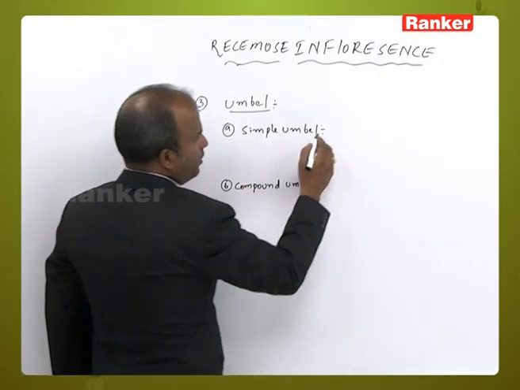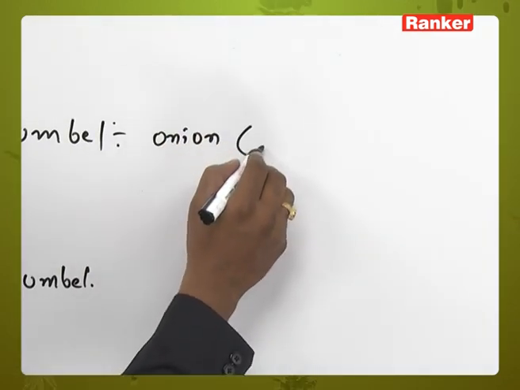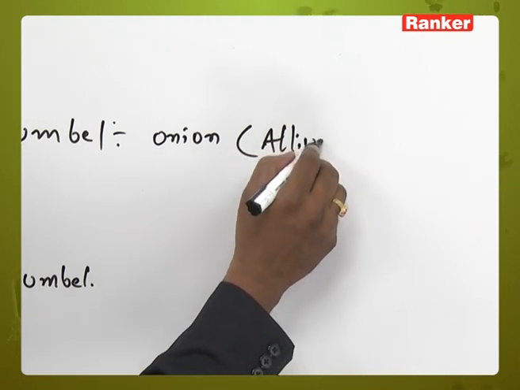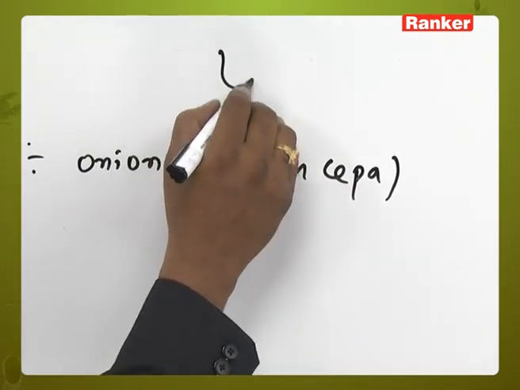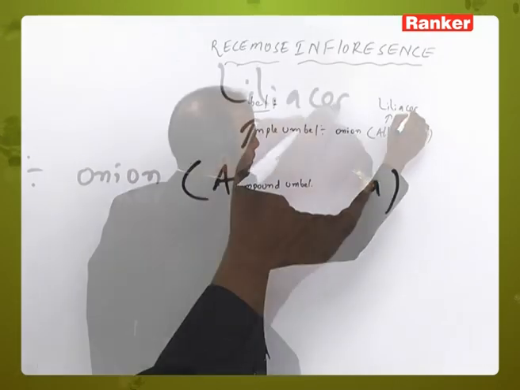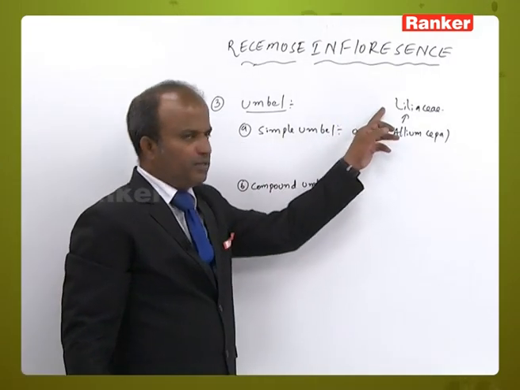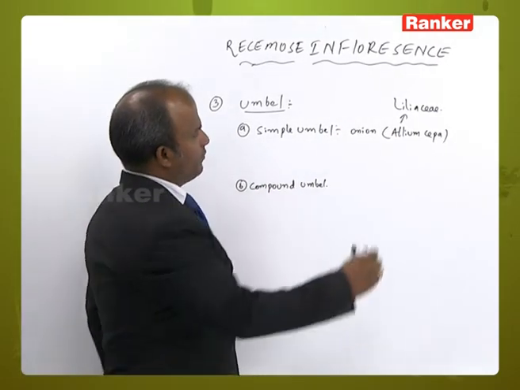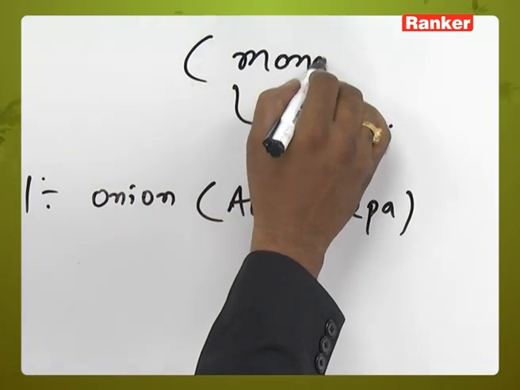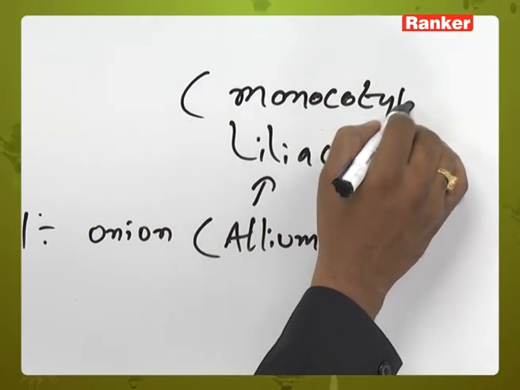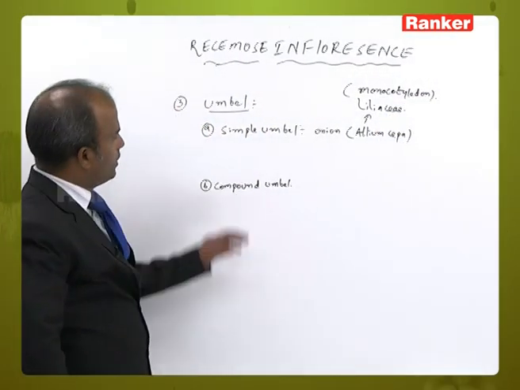For simple umbel, what is the example? Onion. The scientific name of onion is EAMCET. It belongs to which family? It belongs to the family known as Liliaceae. Whether it is a monocotyledon or dicotyledon, it is one of the monocotyledons.